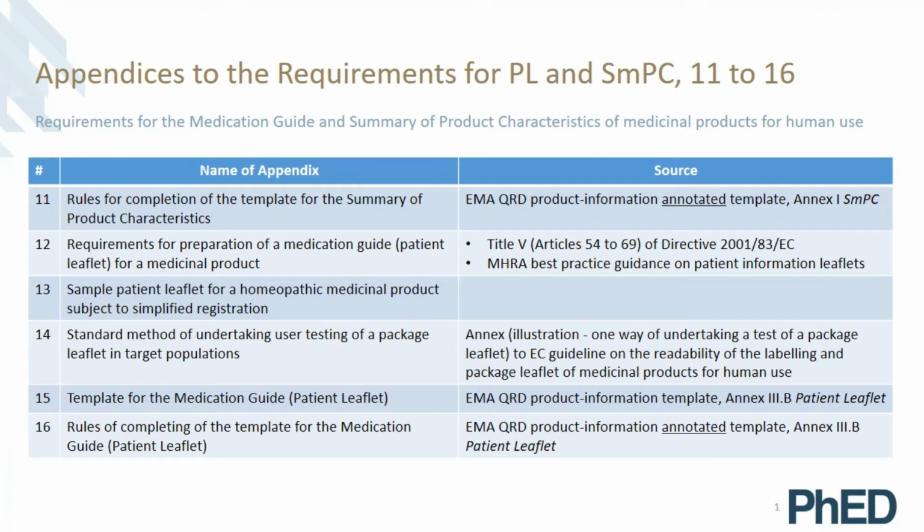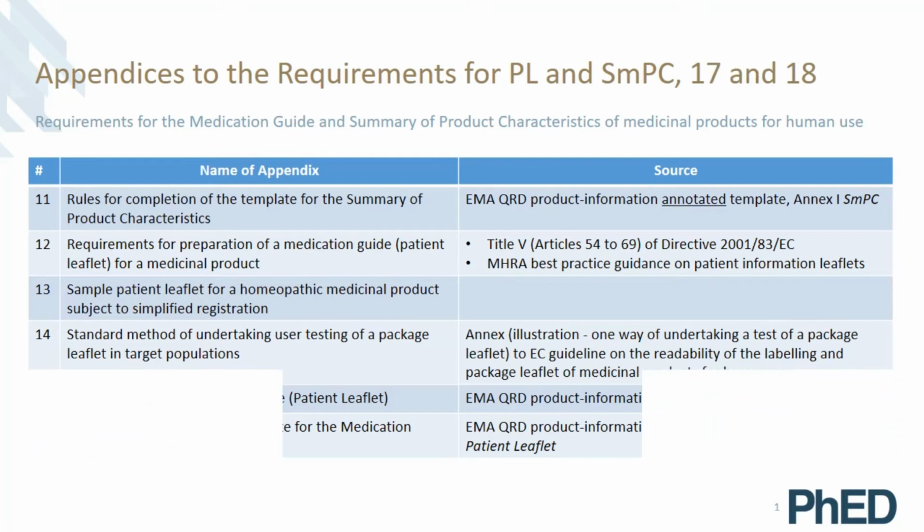Appendix 14 provides a standard method for undertaking user testing of a package leaflet in target populations and corresponds to the annex to the European Commission Guideline on the readability of the labeling and package leaflet of medicinal products for human use. Appendix 15 provides a template for the medication guide and is adapted from the EMA QRD Product Information Template, Annex 3B Patient Leaflet. Appendix 16 lays down rules of completing of the template for the medication guide and corresponds to the EMA QRD Product Information Annotated Template, Annex 3B.